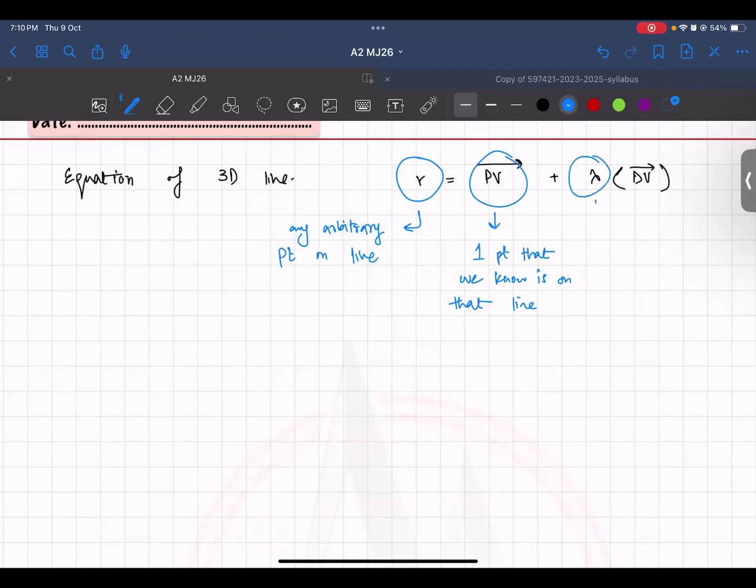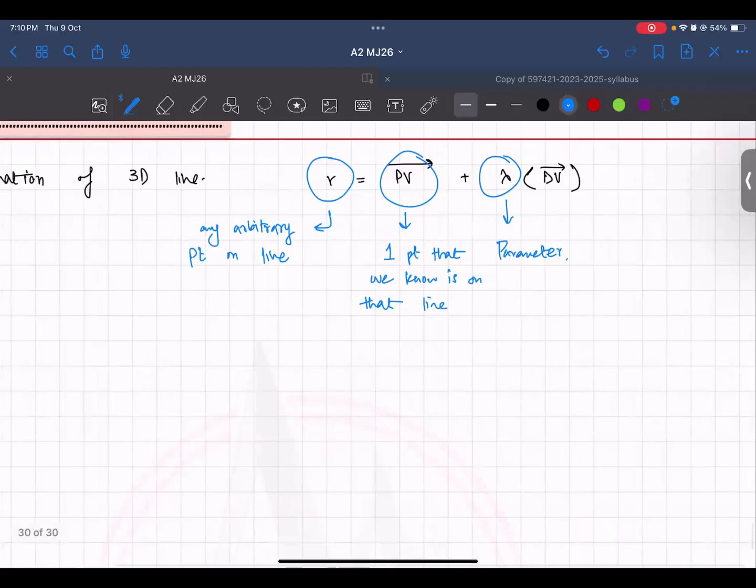This is the parameter. The value of this parameter will change and you will get different values for the points on that line. The parameter can be lambda or mu or any other, s or t. It's just a variable, just a parameter. You will change its value to 1, 2, 3, 4, and you will get new points on that line.